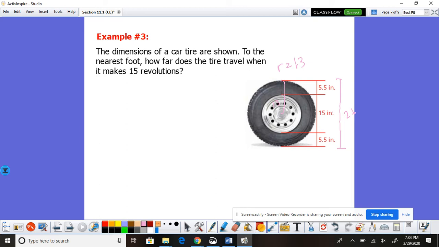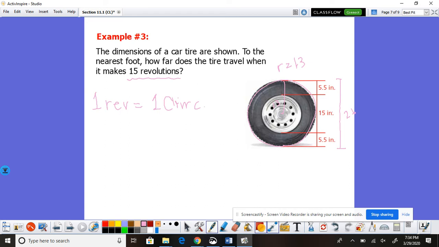All right, so it says the dimension of the car tires are shown. To the nearest foot, how far does the tire travel when it makes 15 revolutions? So for those of you who don't know, one revolution would be once all the way around. So if I started here, I'd go around, and when I got to here, that'd be one revolution. So really, one revolution is the same thing as one circumference.